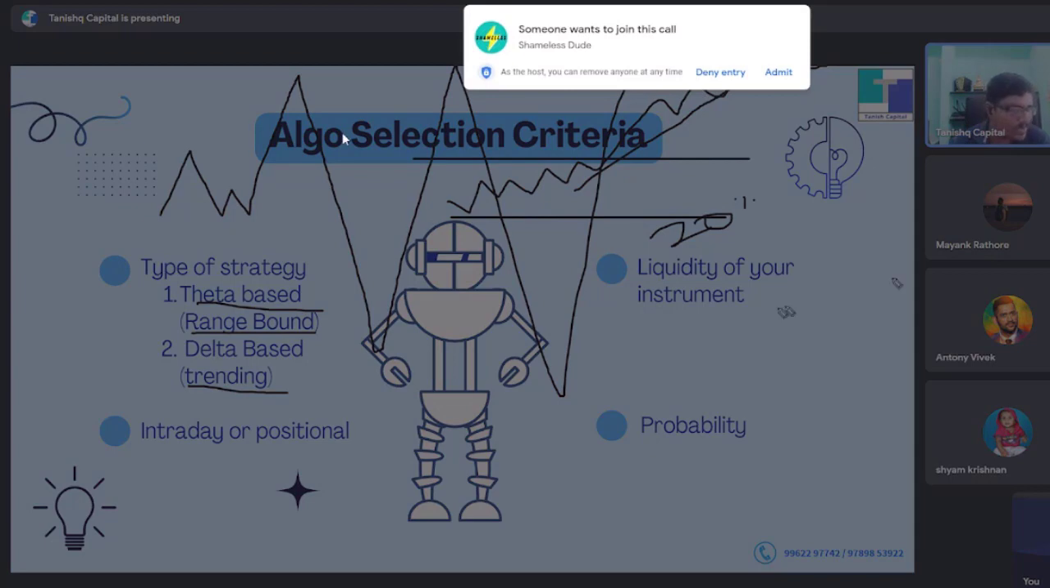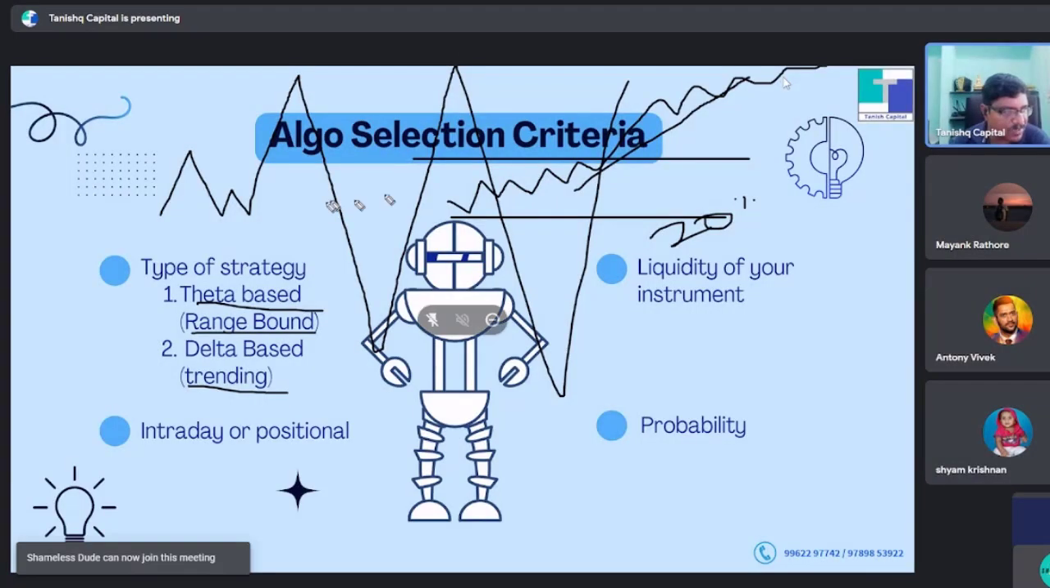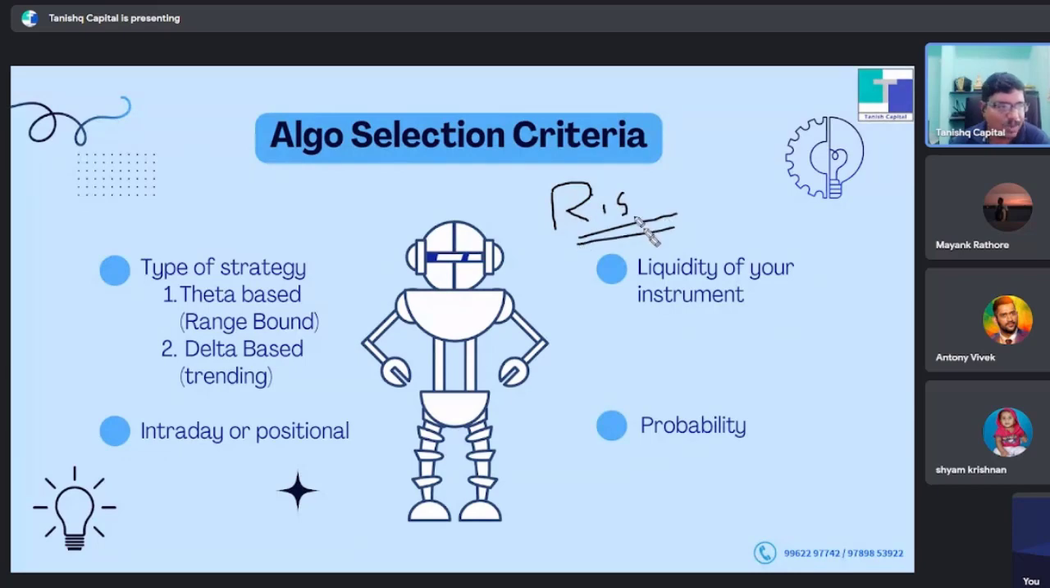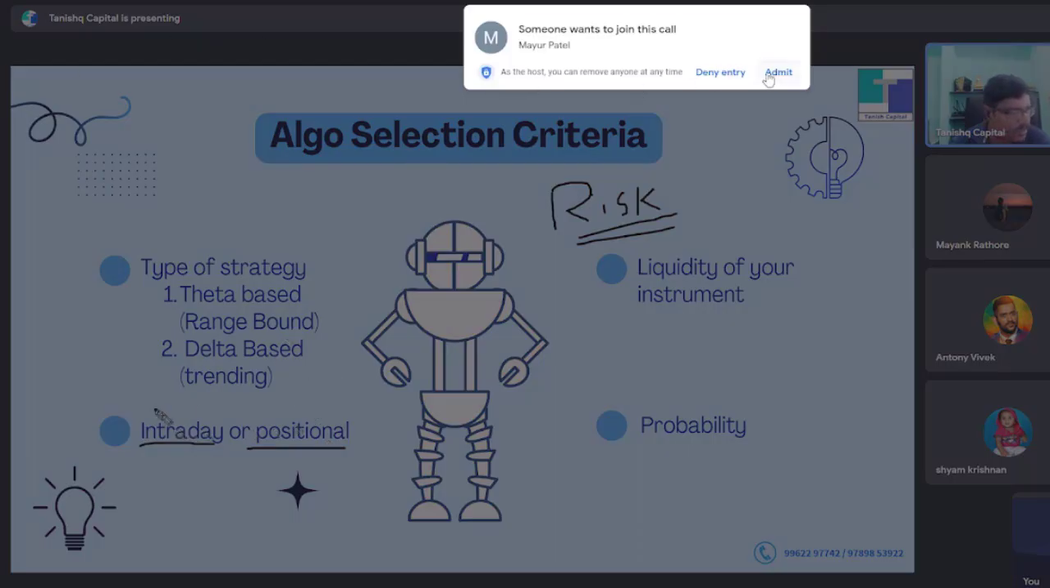So what you need to take care of is that the strategy has to withstand all the market situations, and withstand in the sense that your risk should be proper. It is not about the returns I am concentrating on. The major risk should not come. Then, whether it is intraday or positional. If you do not want to take any gap-ups or gap-downs, then you can choose only intraday.